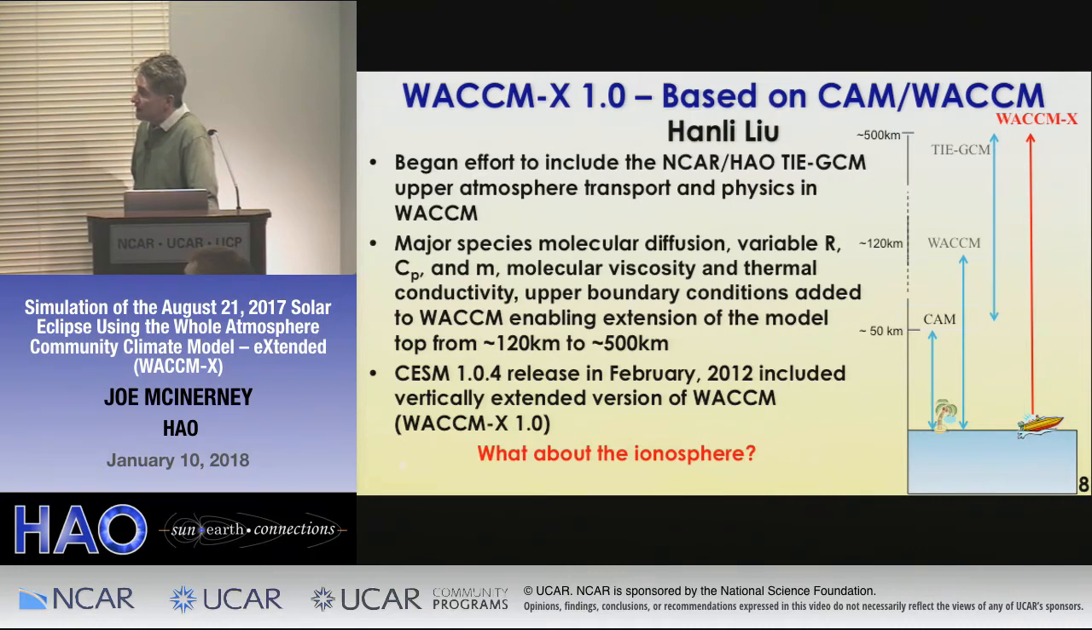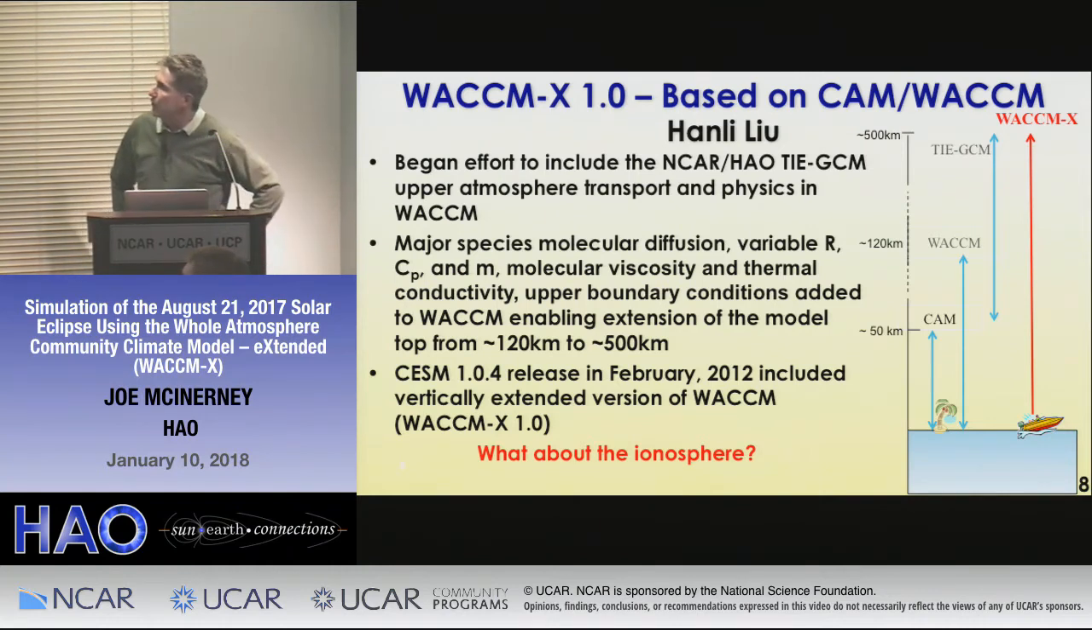And you can see there on the right, he started with WACCM, which has the troposphere from CAM that I showed, that very complex graphic. He has the stratosphere and mesosphere from WACCM with a lot of the chemistry that's in there. He started grabbing pieces out of the TIGCM and getting WACCM-X on the right.